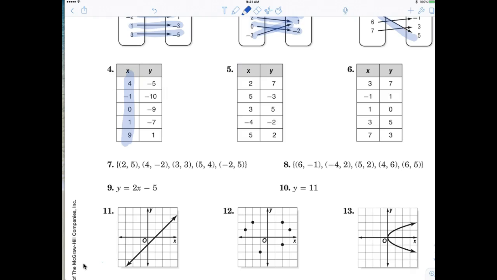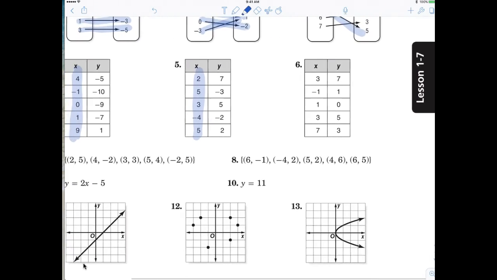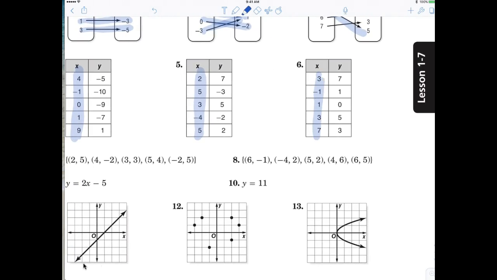Number 5, you're looking here again. Are any of the x values repeated? Yes. Yes, so that would be not a function. That's it, guys. It's really simple. All you need is yes or no, I don't care. All right. Number 6, again, we're looking here.